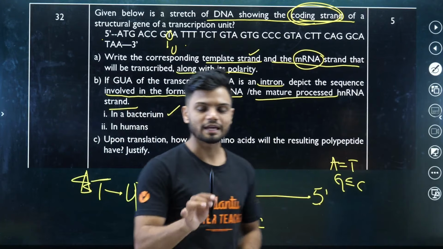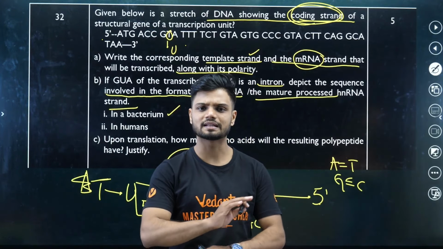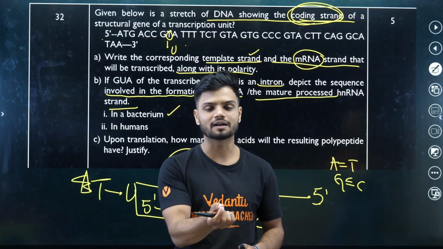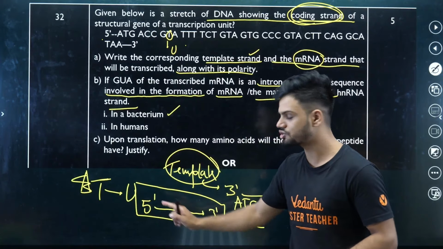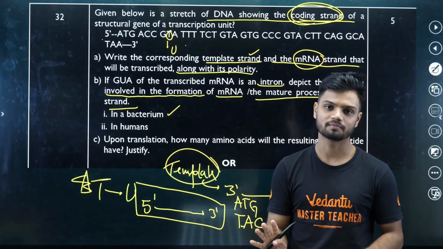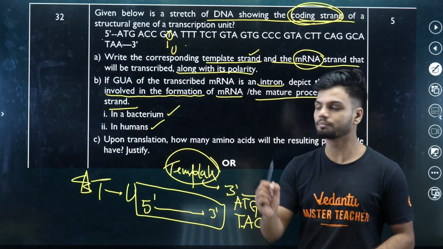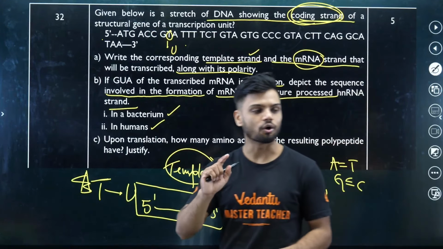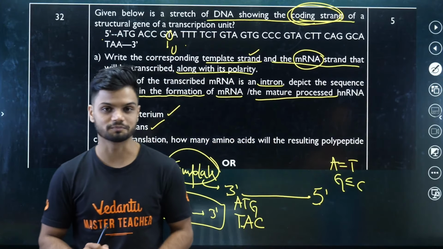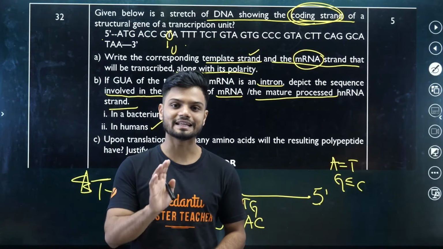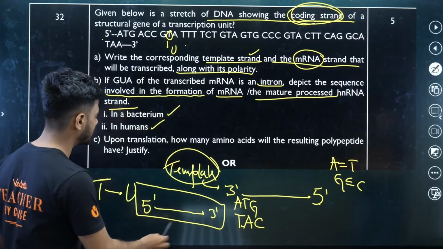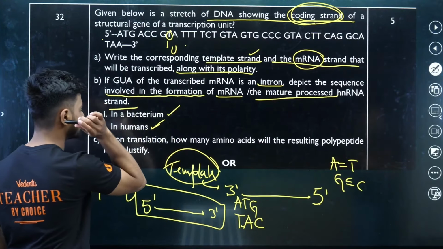Now remember students, in the case of bacteria, there is no splicing, there are no changes. Whatever mRNA you get out of the transcription, that is the final mRNA. That is the final RNA here. But in the case of humans, you need to remove the intron, and there is also another process called capping and tailing, which needs to be done for the final mRNA in the case of humans.